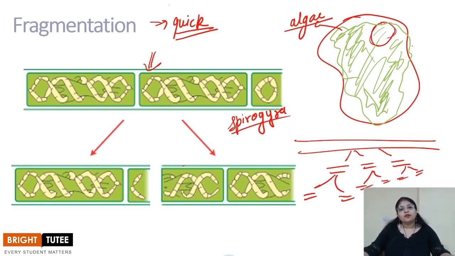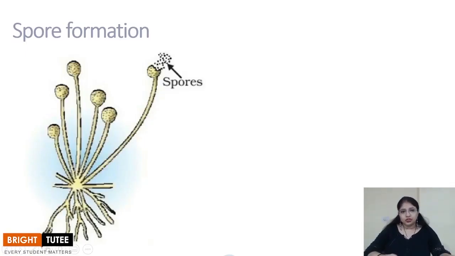Right? This process where the parent body breaks into fragments to grow into a new plant is called fragmentation. Right? Now, once we've understood how fragmentation takes place, let's understand another very important mode of asexual reproduction, and that is spore formation.